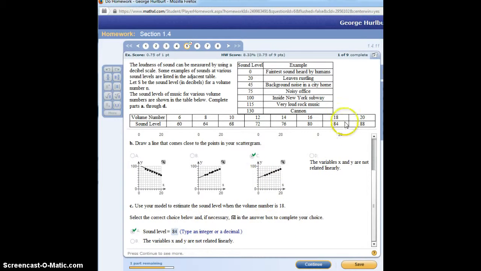84. Well, if I'd have looked at my table, I'd have been more convinced, because when my volume number is 18, my sound level is 84. All right, maybe I should have looked at my table too.